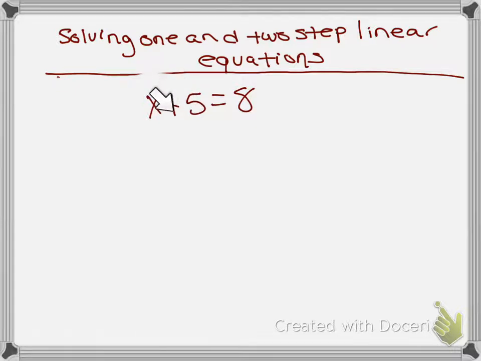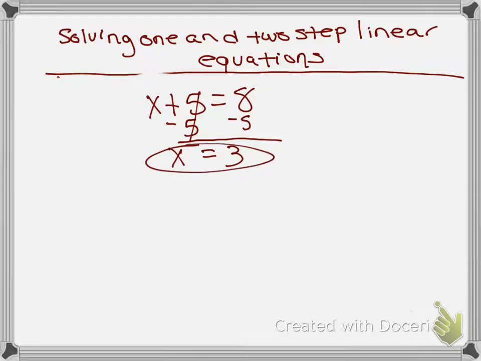Well, I have to do the opposite of what's been done. I added a 5, so to get rid of it, I need to subtract a 5. So I'm going to subtract a 5 from this side. And what I do to one side, I got to do the other side. So I subtract a 5 from the other side. 5 minus 5, that's just 0. Leaving just the x equal 8 minus 5, that's 3. And that's the answer.